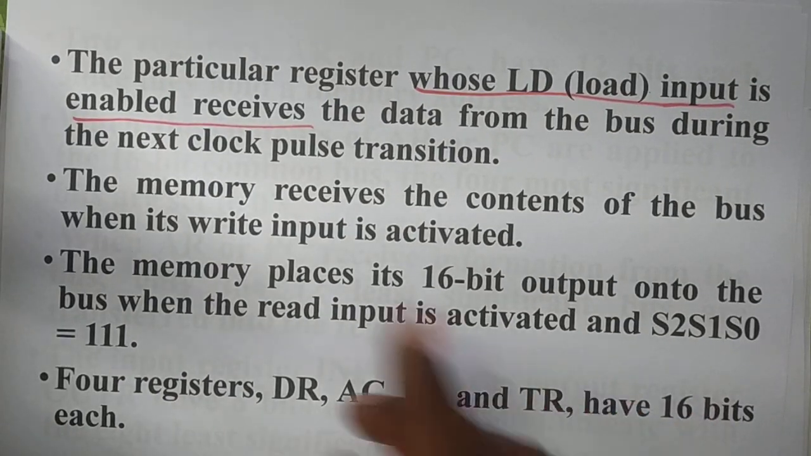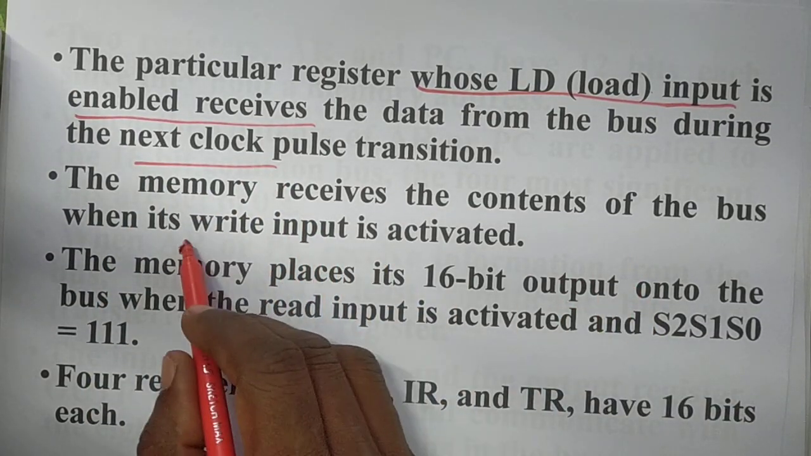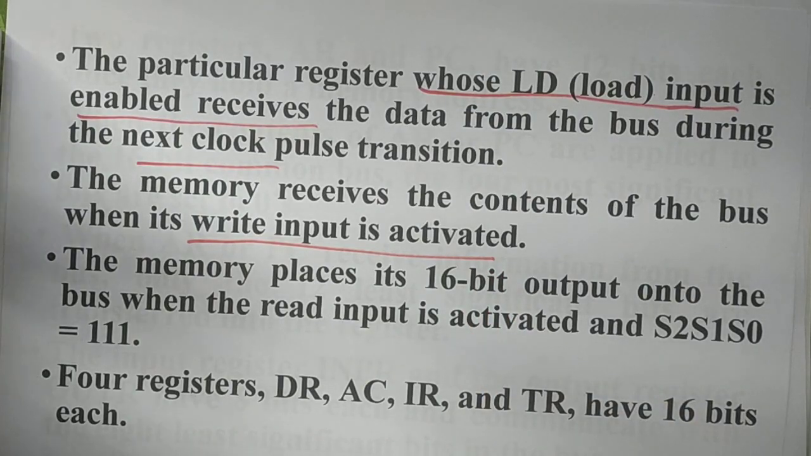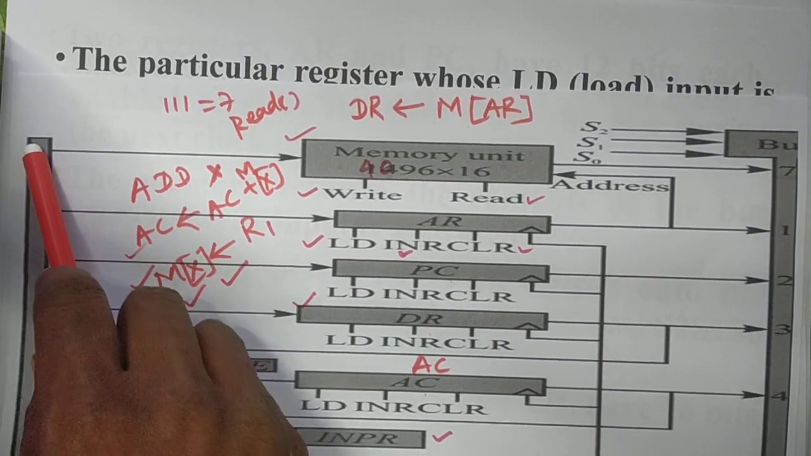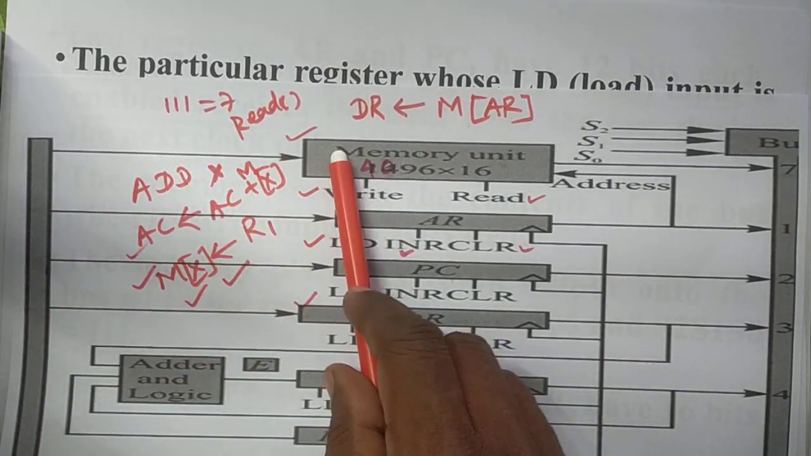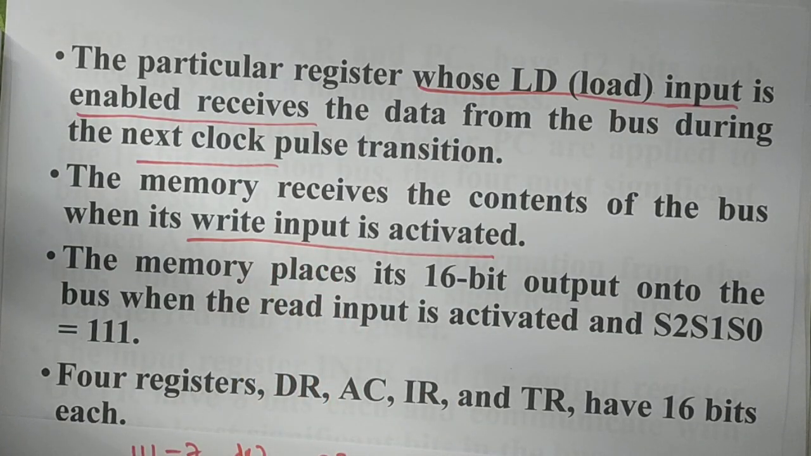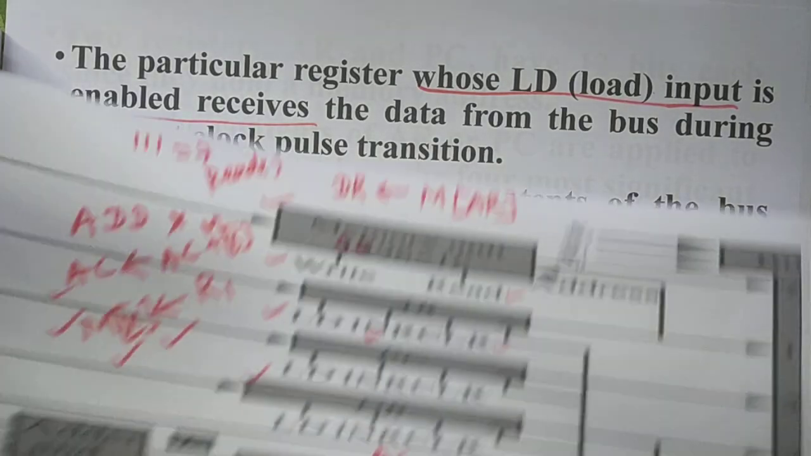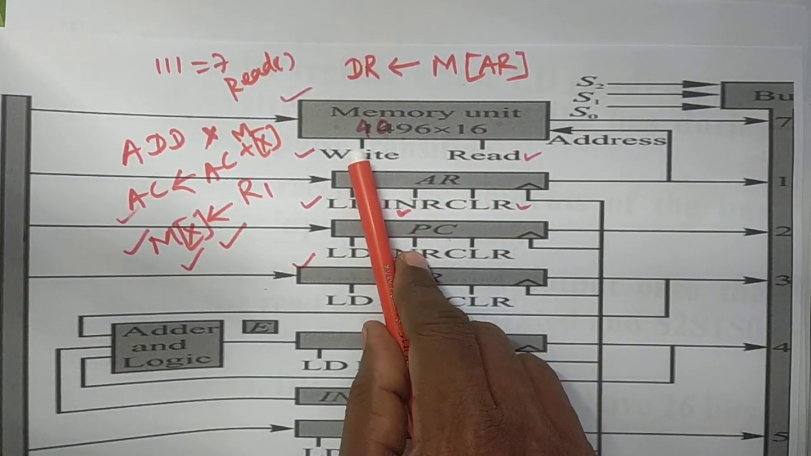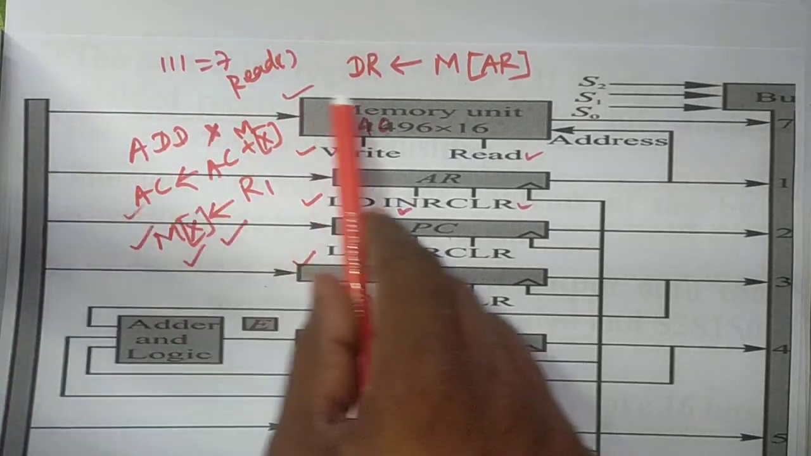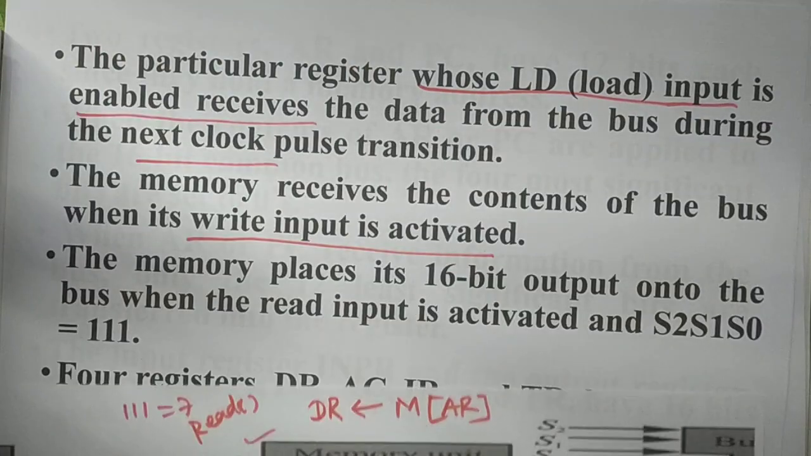Okay, and another is that memory receives the contents of the bus when its write input is activated. I have already told you, memory receives the content of the bus, meaning data is written from the bus into memory through a write operation. Here the memory has two parts, one is the write part, another is the read part. When the write part is activated, it will receive the data from the common bus into the memory unit.